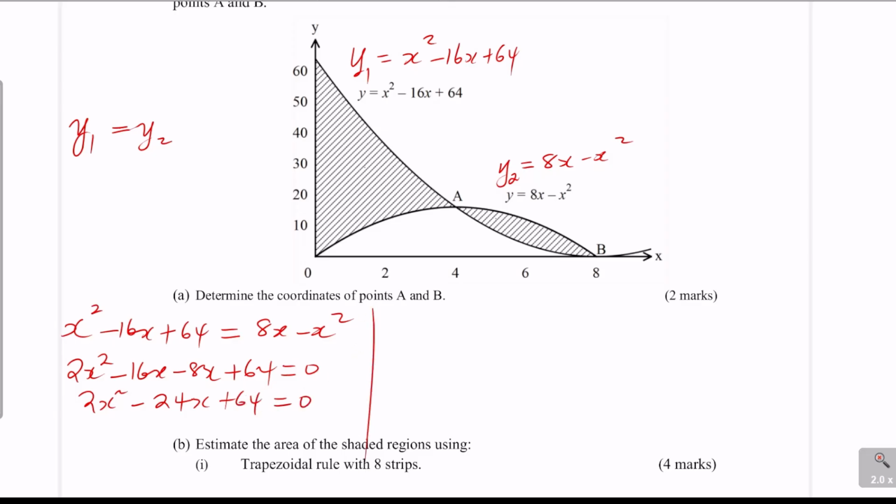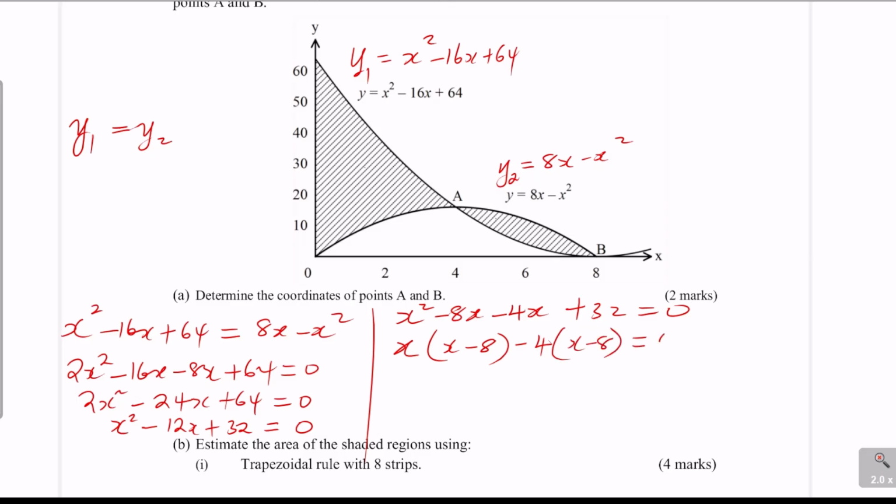You can simplify this by dividing all through by 2, so that you get x² - 12x + 32 = 0. This is a quadratic equation. You can use any suitable method to find the value of x. I will use factorization. So negative 12x, I can write as negative 8x subtract 4x. That is x² - 8x - 4x + 32 = 0. So factorize this. x is common, so x(x - 8), minus 4 is common, so -4(x - 8). So you have (x - 4)(x - 8) = 0.